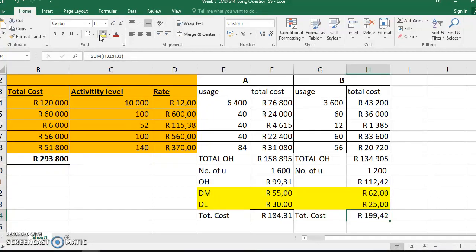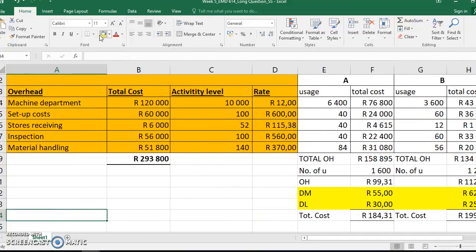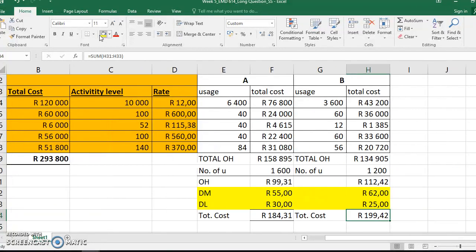So that is the long question and effectively the crux of what you need to know from a calculation perspective for ABC.